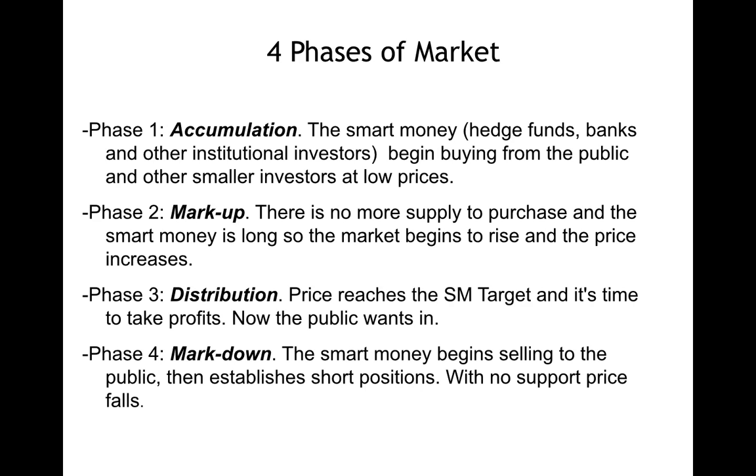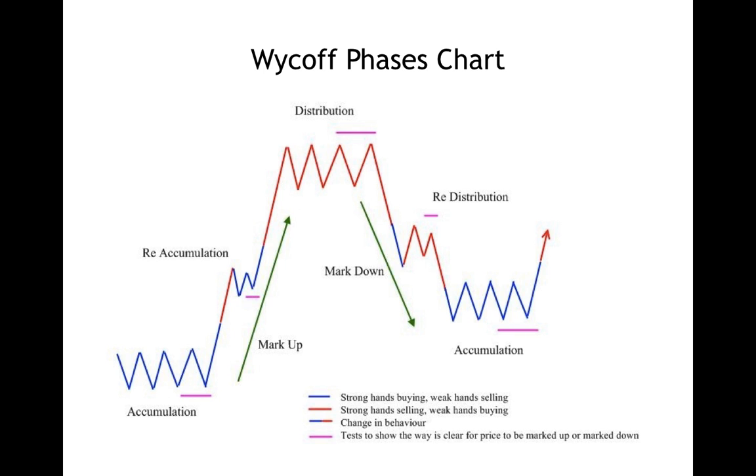Let me give you a chart that shows an example of this. At the bottom left here, you see accumulation. This is when markets are going sideways. This is when the smart money is buying from the retail investors. When there's no more supply left, the markets will start drifting up. Some of the retail investors will recognize this and jump on board. Sometimes they'll make a profit, sometimes they won't. Sometimes we have a reaccumulation phase, and then we continue to mark up until we have the distribution phase.